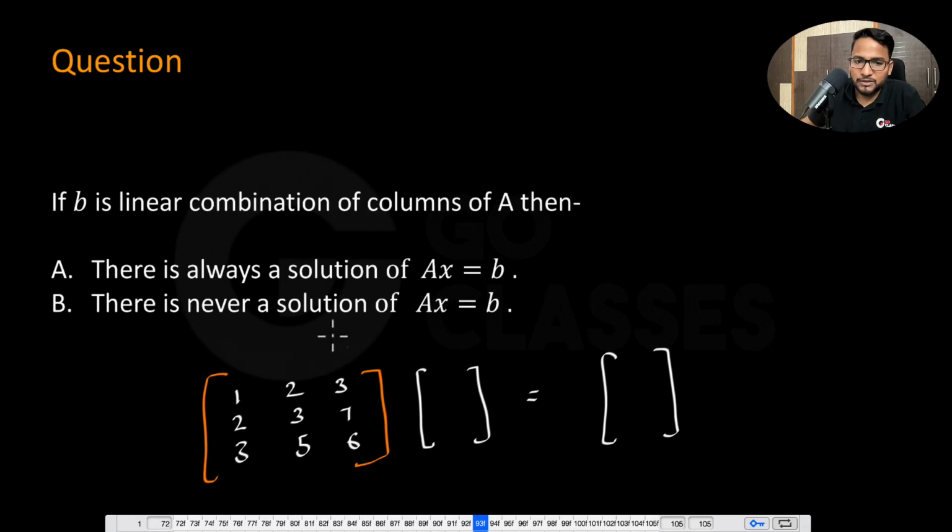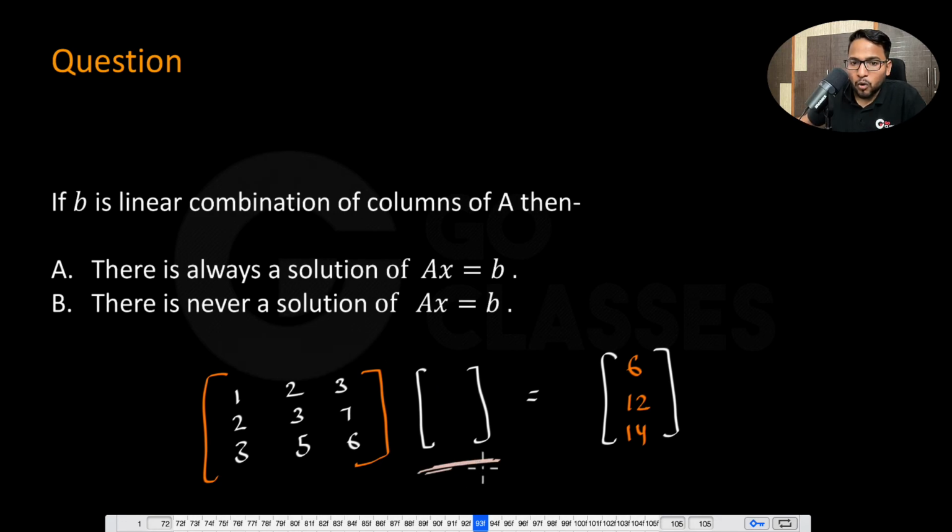This is given to me, which means what? That this B might be some linear combination. Let me take some B just for the sake of this question. So it is 6, 10 and 2, 12, let me say, and then 11 and 3, 14, right? Let's just say that this is B. I'm just taking one example that satisfies the given condition, which is that B is a linear combination of columns of A. Now they are saying that does this X exist? Do you have X or not?